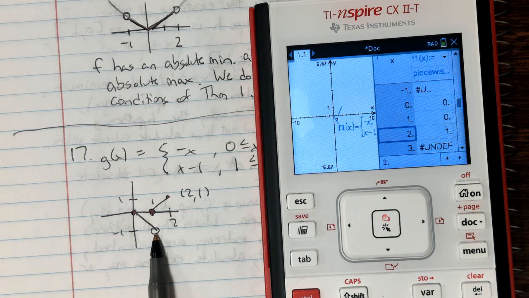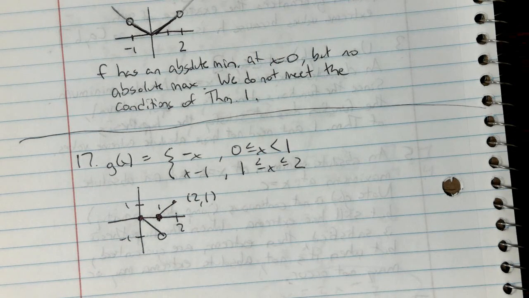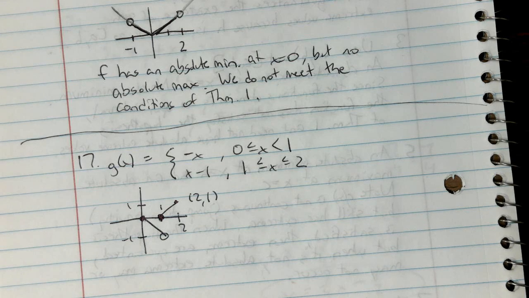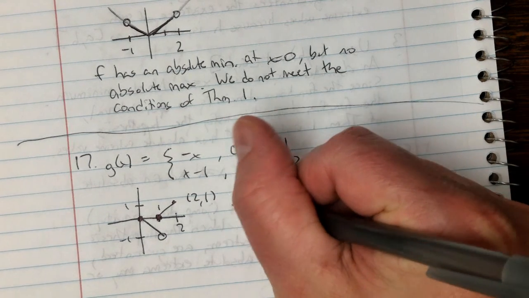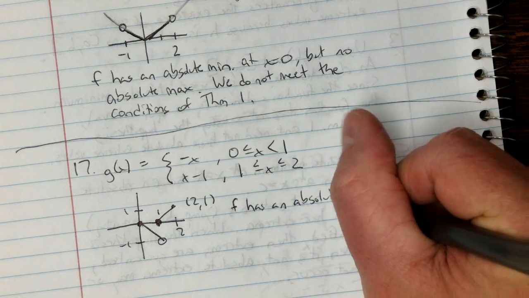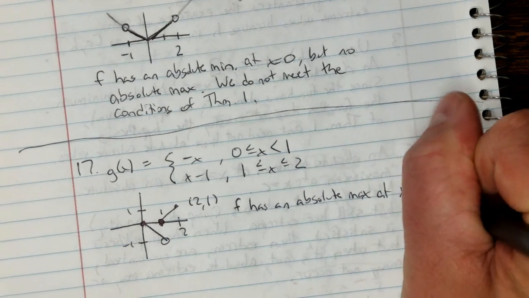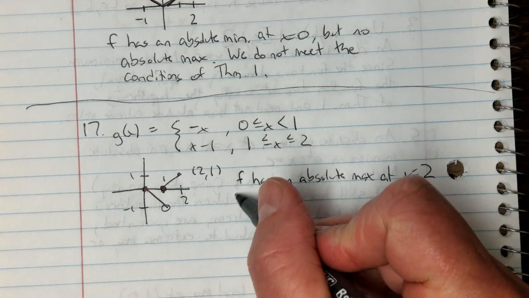And again, as a reminder, this would be where the limit does not exist, because from the left, it would be equal to -1, and from the right it would be equal to 0. So the limit does not exist. Okay, so what we have for this one is it has an absolute maximum right there. So f has an absolute max at x equal 2, but does not have an absolute min.